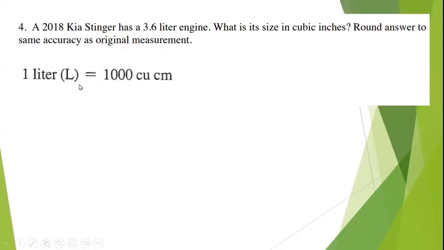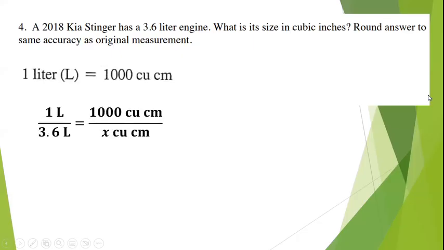So first, looking at my conversion chart, I see that 1 liter is equal to 1,000 cubic centimeters. So here's how I'm going to set up my first proportion, keeping the liters on the left, cubic centimeters on the right. I'm trying to figure out cubic centimeters. Cross multiplying and dividing, I get 3,600 cubic centimeters. All right, so I know how many cubic centimeters are in this engine.